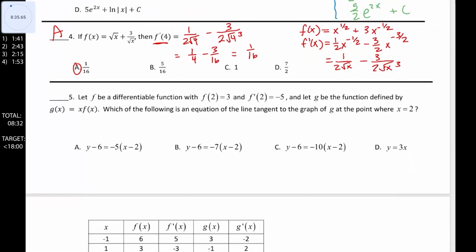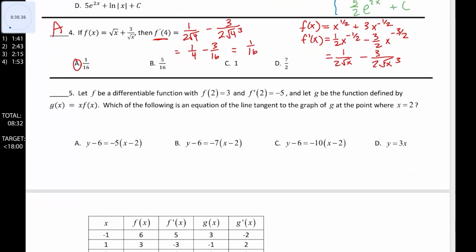For number 5, it says let f be a differentiable function where f of 2 is 3, f prime of 2 is -5, and let g be the function defined by g of x equals x times f of x. Which of the following is an equation of the line tangent to the graph of g at the point where x equals 2? So we're writing an equation of a line, and to do that we want to write it using point-slope form like we have all year long. So what we need is a point and a slope. Be careful here, we're looking at function g. So the point should be in the form x, g of x, and the slope will be the derivative of g of x.